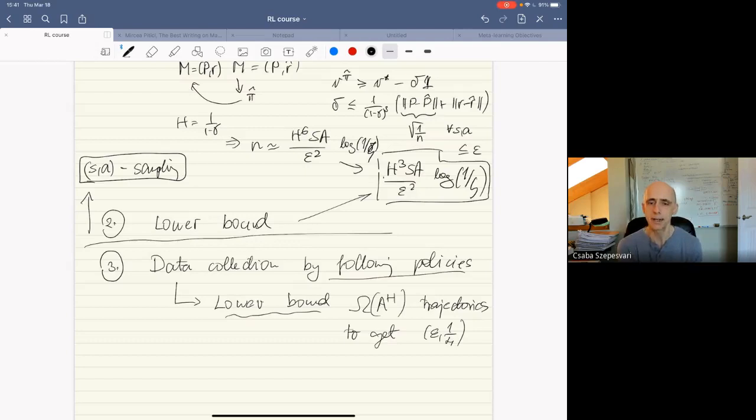So if you're interested in algorithms where I collect some data by following some policies, and then my algorithm goes and processes the data, and it has to spit out a policy, and I want this policy to be epsilon optimal with probability at least 1/4, not too much.